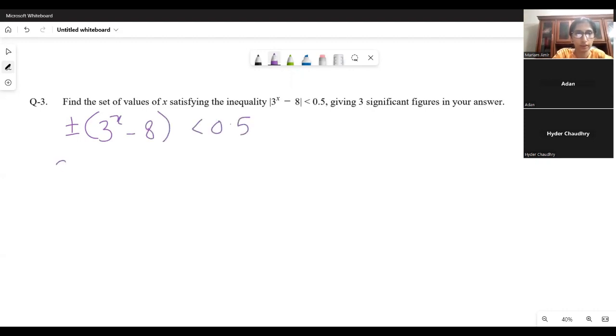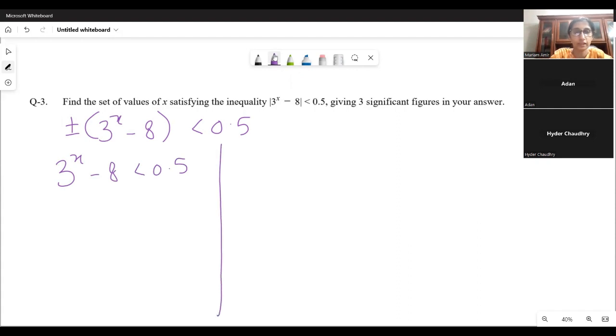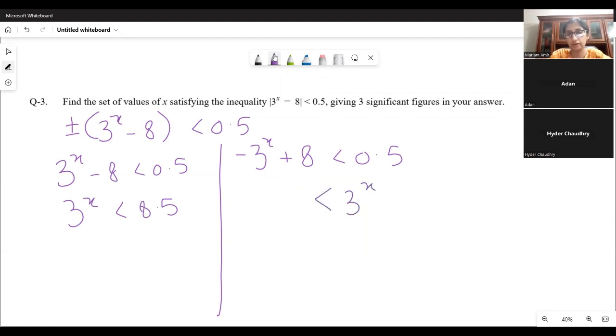So we have two inequalities: 3 to the power x minus 8 less than 0.5, and minus 3 to the power x plus 8 is less than 0.5. So 3 power x is less than 8.5. And here we have 3 power x is greater than 7.5. Okay.